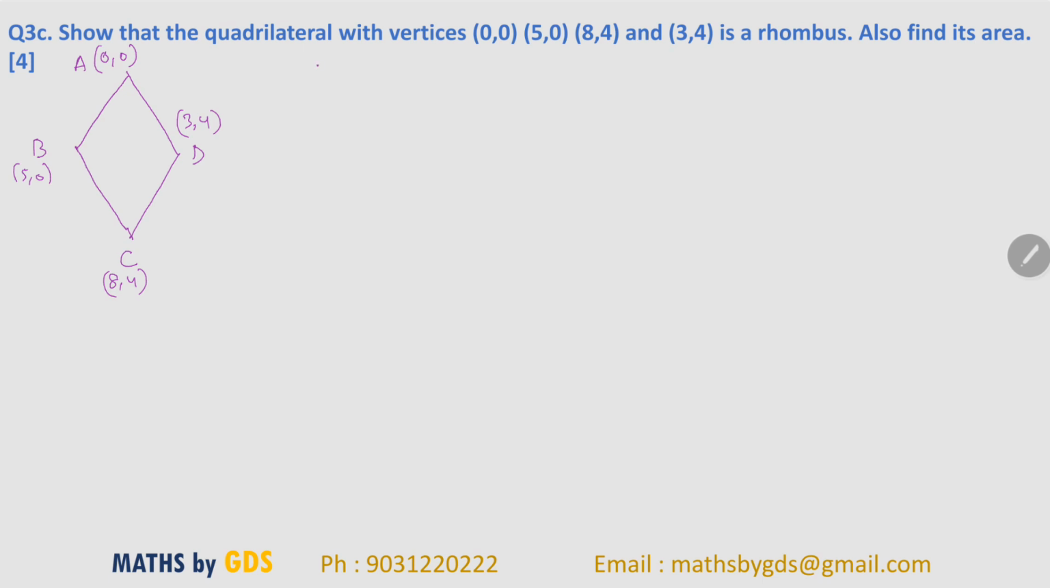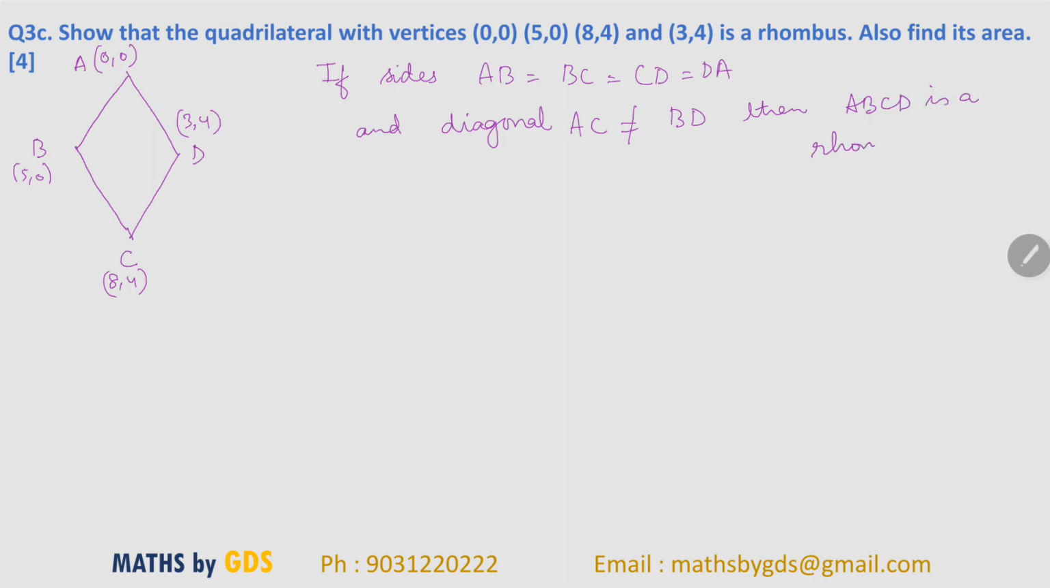We could prove this if sides AB is equal to BC is equal to CD is equal to DA, and diagonal AC is not equal to BD, then ABCD is a rhombus. Okay, we need to check whether the distance between these points, like distance between AB, BC, CD and DA, is equal or not.